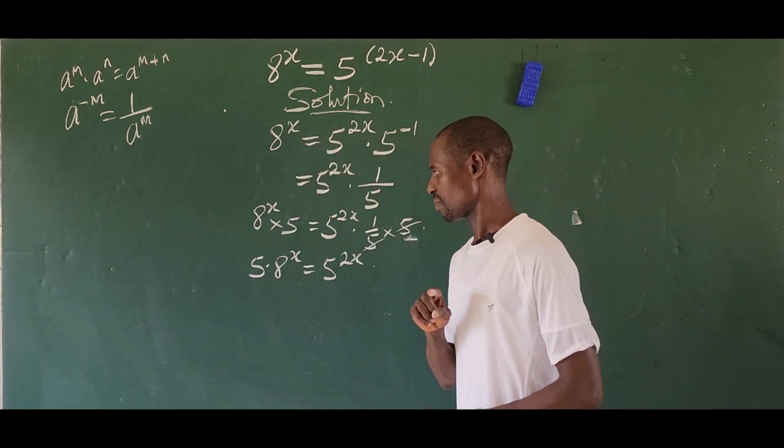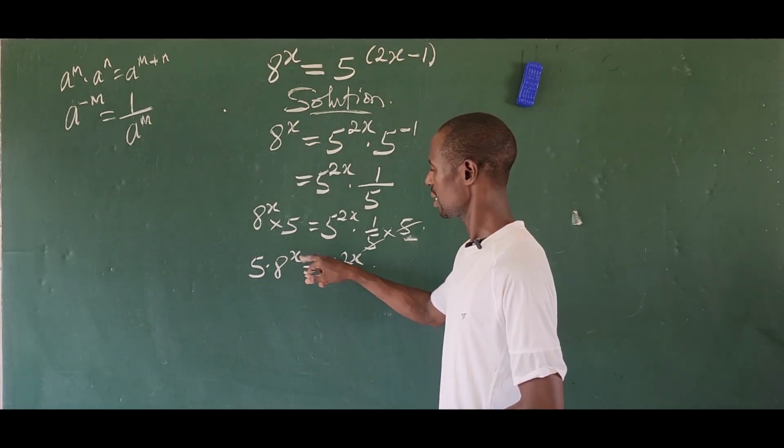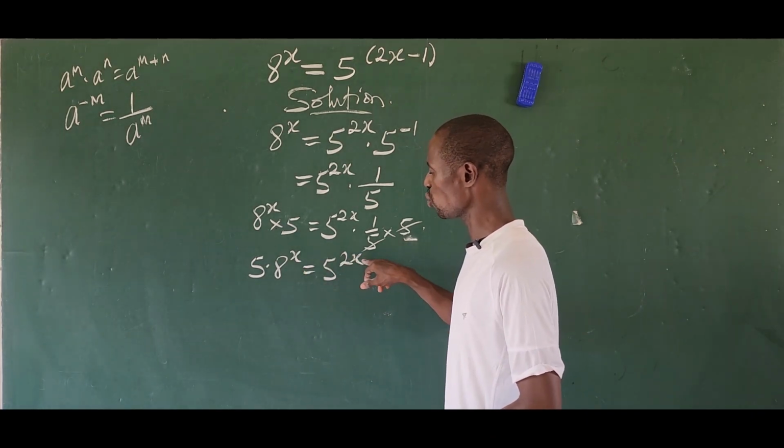Now look at this expression we have here. We have 8 to the power of x. Here we have 5 to the power of 2x.